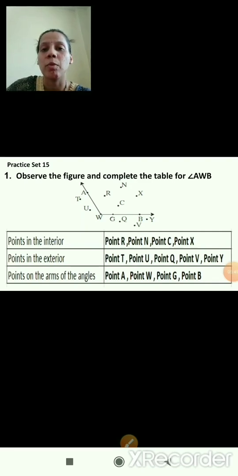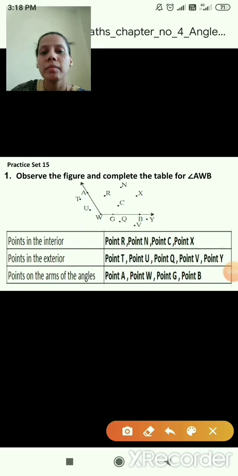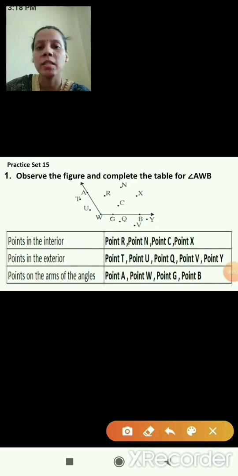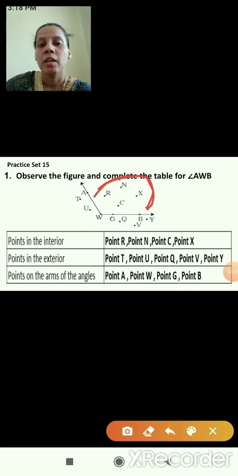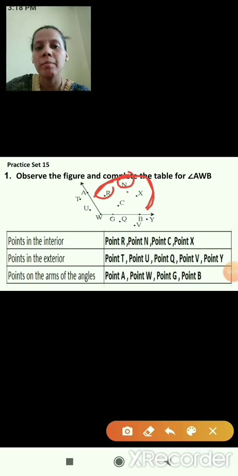Now let me know which points are in the interior of angle AWB. This is the angle AWB. Which are the points inside the arms of the angle? This is the interior of angle AWB. Correct. So which points are in the interior? Point R, as you can see here, point N, correct, point C and point X.